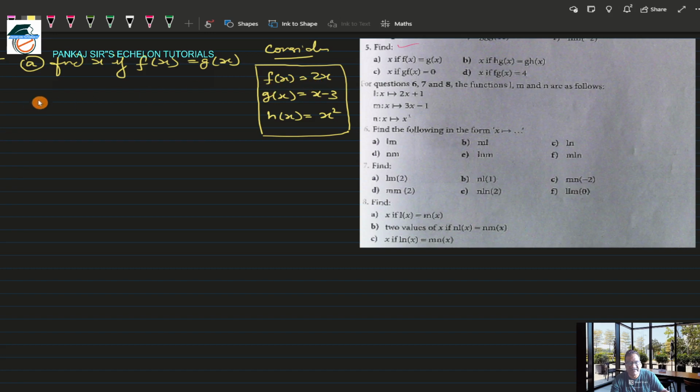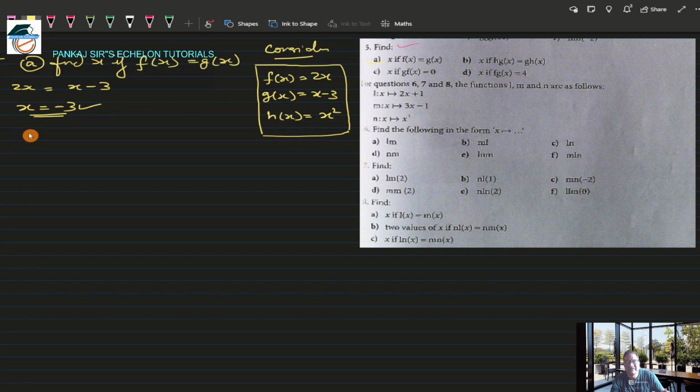Find X if f of X is equal to G of X. My f of X is 2x, so I can write 2x equal to G of X, which is x minus 3. If I rearrange this, 2x minus x will be x, that is equal to minus 3. So I get my first answer as x equal to minus 3. So A is done with.